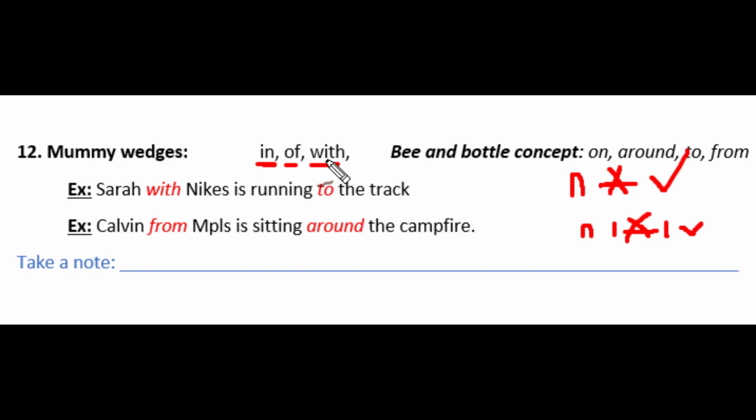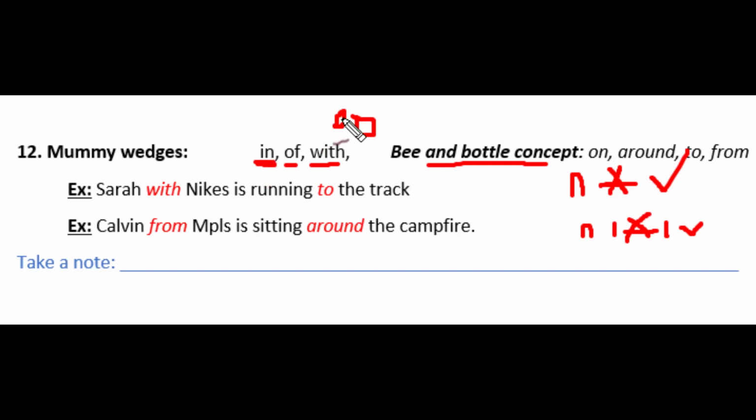Garbage, what do you do with it? Get rid of it, throw it out, all right? Then we learned something called the bee in the bottle concept, all right? If you take a bumblebee and you fly a bumblebee around the bottle, and think about location, you're going to see that we're going to learn more mummy wedges. That's called mummy wedges level 2.